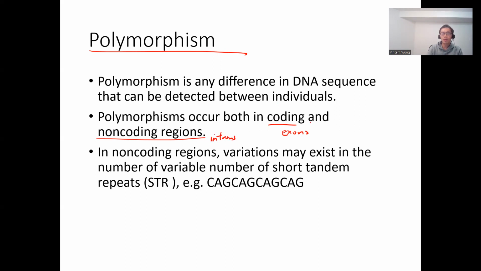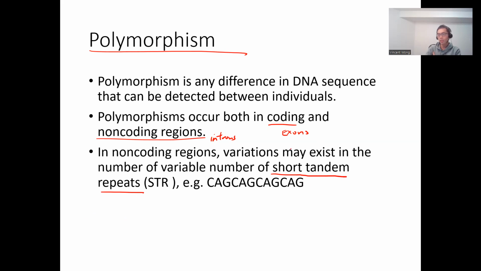We don't fully understand why there are a bunch of non-coding stuff in our DNA. Maybe we just don't know what they do yet. But for now, we view them mostly as fillers. People call them junk DNA. They don't really have any apparent function. So one of these polymorphisms, variations that could exist in the non-coding region, is what we call short tandem repeats.